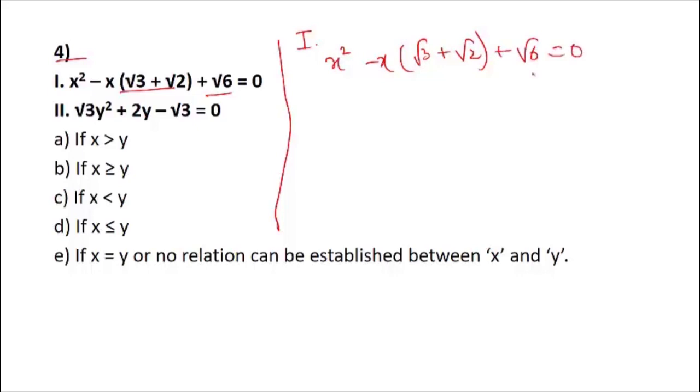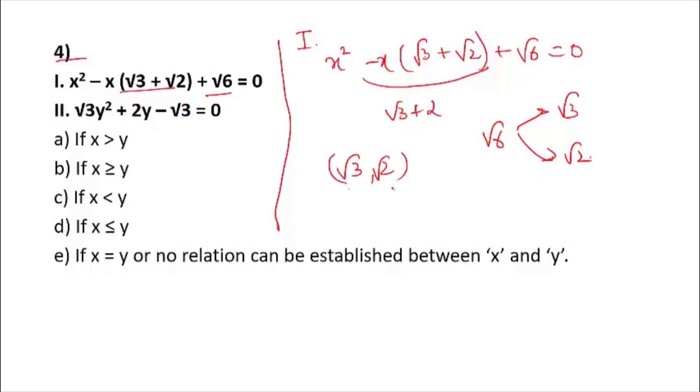Okay, so what you could do is take the negative, change this negative to positive, root 3 plus root 2, and this root 6 could be written as two factors, that is root 3 and root 2. So the solutions of this are root 3 and root 2. Okay, so these are the two solutions.